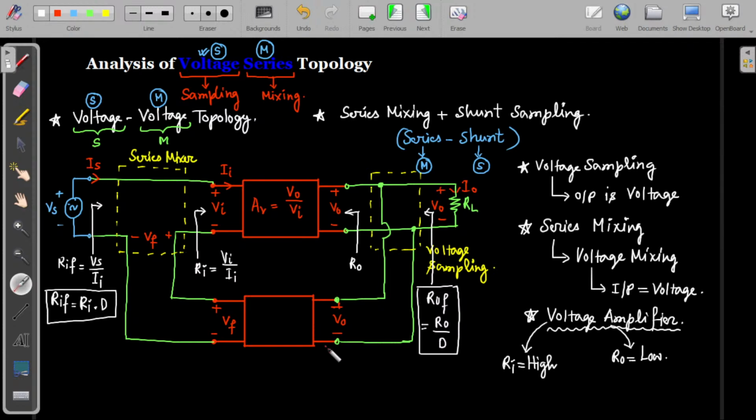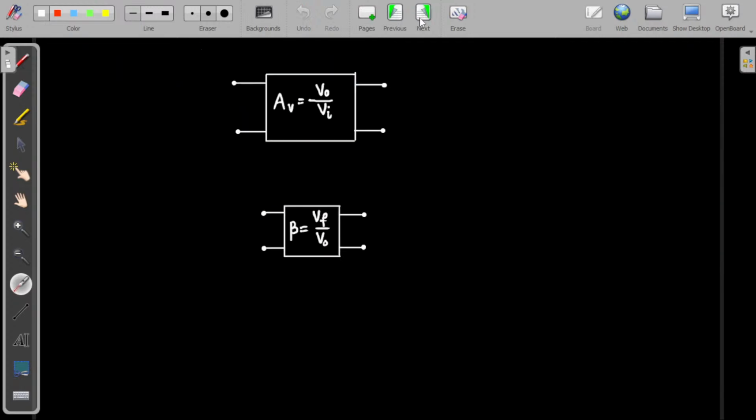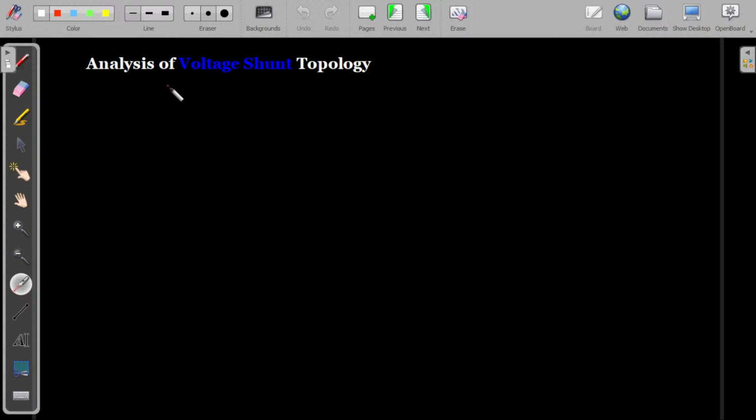Now let us go for the next topology. The next topology is the voltage shunt topology. As we said earlier, this voltage denotes the sampling, and this shunt denotes the mixing. So what type of connection is there? There is shunt mixing and voltage sampling.